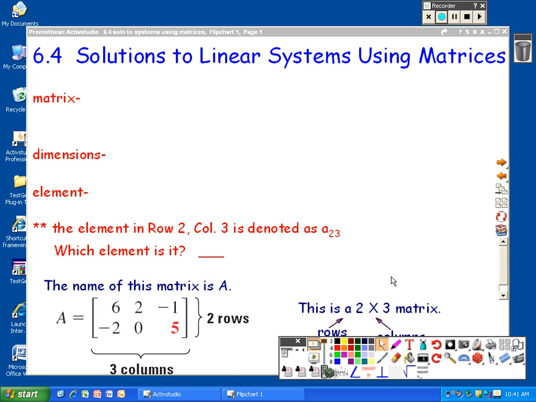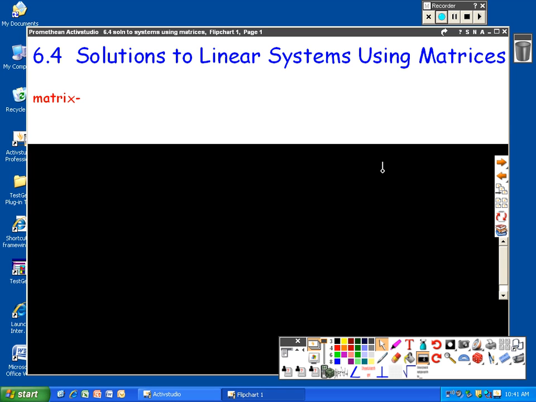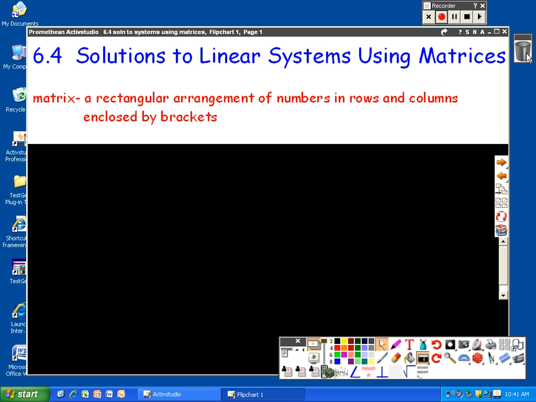Today we're going to take this one step further and go from the systems to the matrices. And so we have a few definitions and probably a few new methods of solving matrices than we learned in Algebra 2. So first, let's take a few minutes and go through the definitions. A matrix, first of all, is a rectangular arrangement of numbers in rows and columns enclosed by brackets.